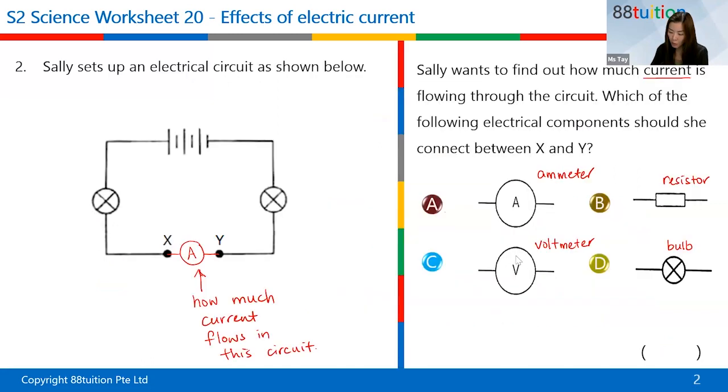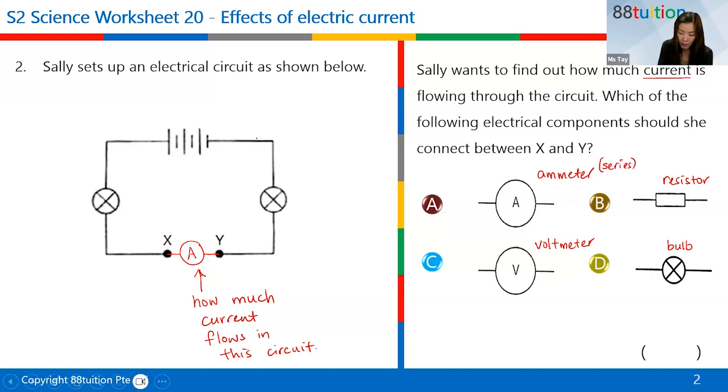Okay, good. So we were talking about this. If we want to measure how much current is flowing in the circuit, we use the ammeter, and the ammeter must be connected in series. Okay, so this is the standard requirement. It must only be connected in series in the circuit.